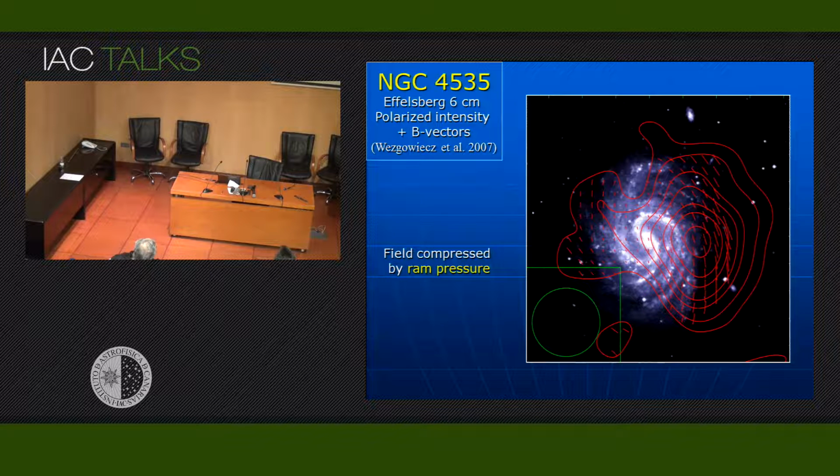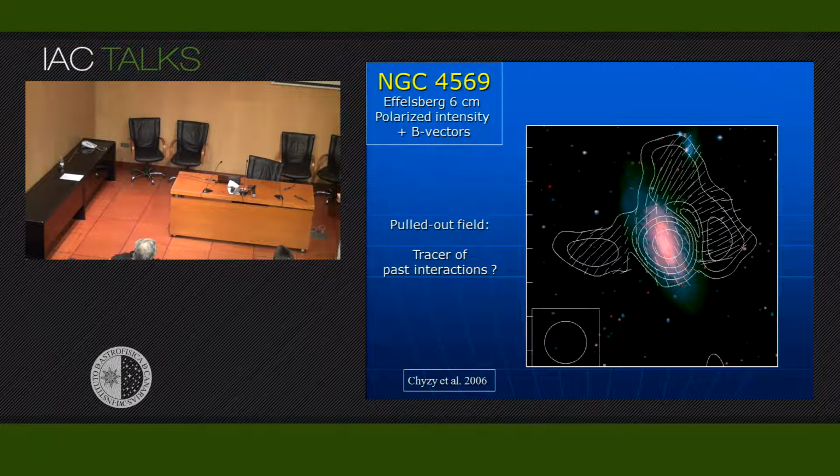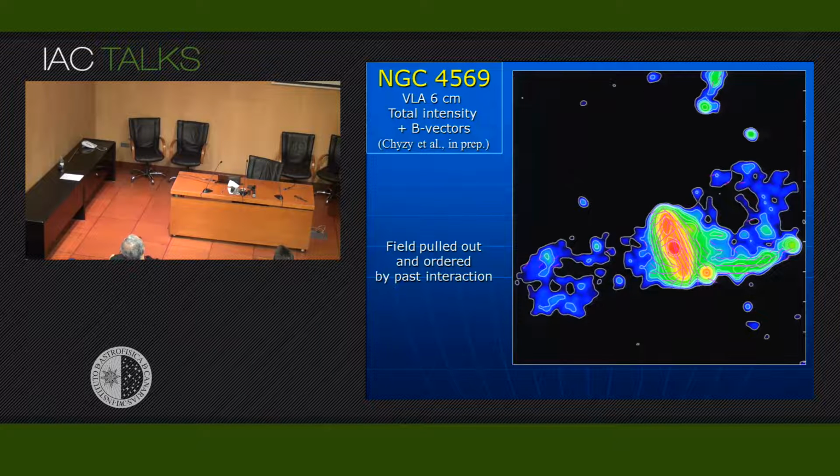That galaxy is moving through the intracluster medium, and the magnetic field is getting compressed on one side of the galaxy. Another galaxy has these big lobes here. That could be a tracer of past interaction. This is Effelsberg with the VLA. It's even more spectacular. You see these large loops here. So there is obviously a compressed region on that edge here. The galaxy is probably moving in that direction. These outer parts may indicate that something happened a billion years ago or even longer ago.